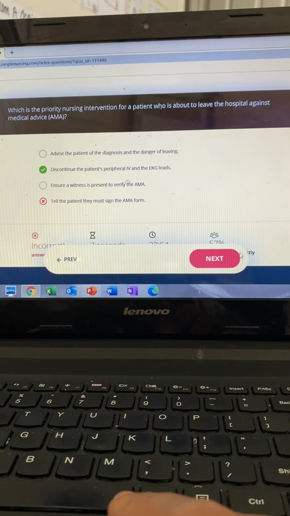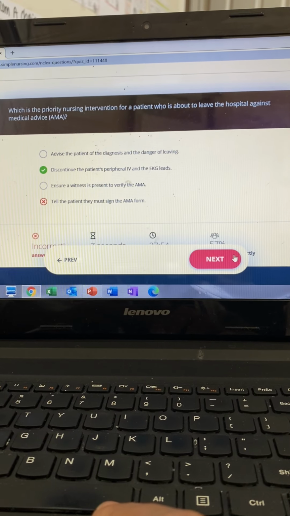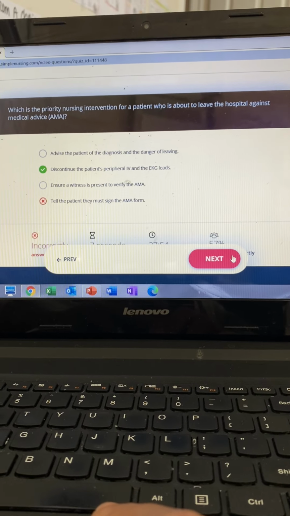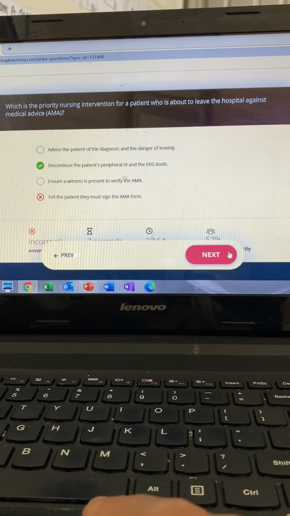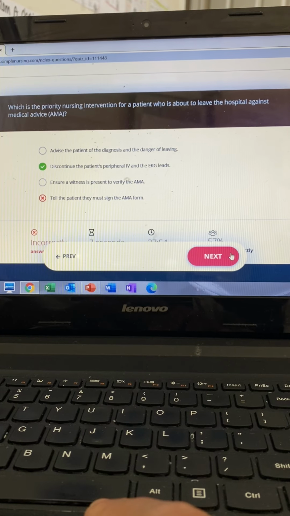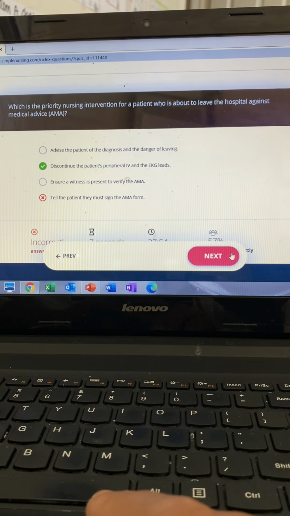Now, option 3 and 4 are incorrect. You technically should have a witness, but it's not priority for the patient leaving. And option 4, AMA should be signed, but again, it's not a priority for the patient leaving right now. Okay, that wraps it up.